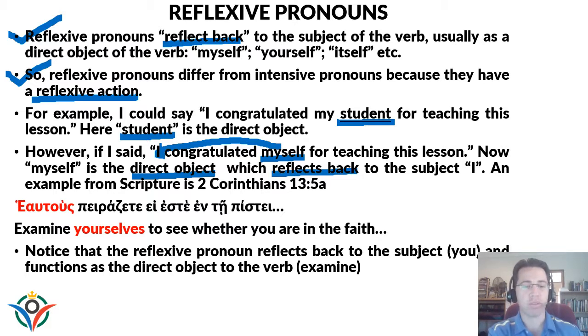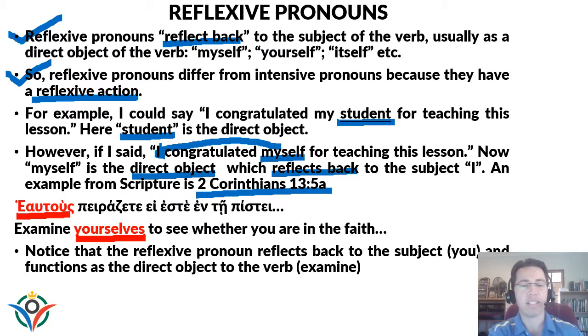So here's an example from scripture. It's 2 Corinthians chapter 13, verse 5a. So it reads, heautous peirazete ei este en te pistei, which we could translate as examine yourselves to see whether you are in the faith. So this example actually begins with a Greek reflexive pronoun, which is heautous, which we've rendered in the English as yourselves. So let's make 1 or 2 observations about it.